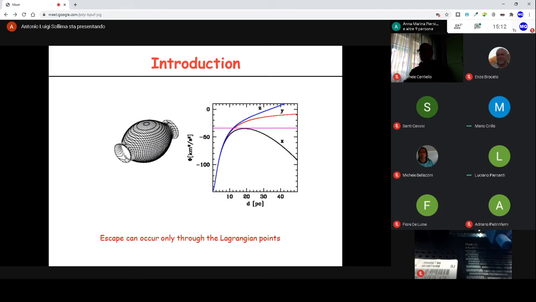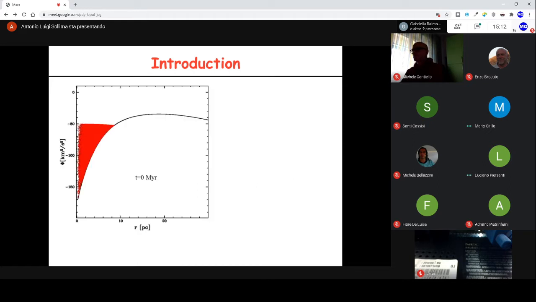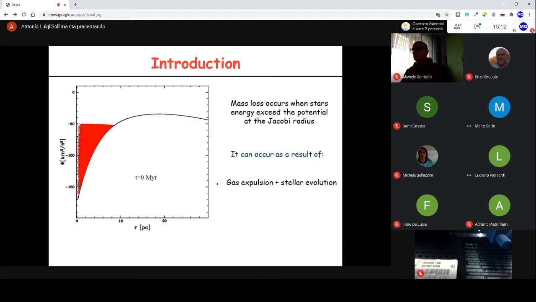This is the reason why the mass loss is very anisotropic in the case of mass loss from a stellar system in tidal fields. And all the stars which exceed this energy can escape. There are many reasons why this can occur. There are many channels of mass loss.